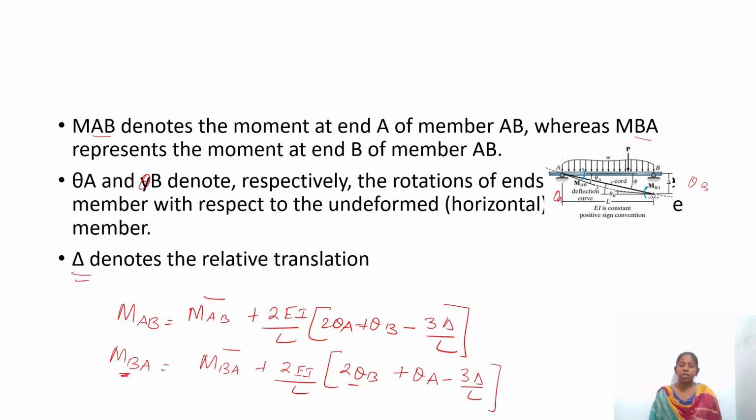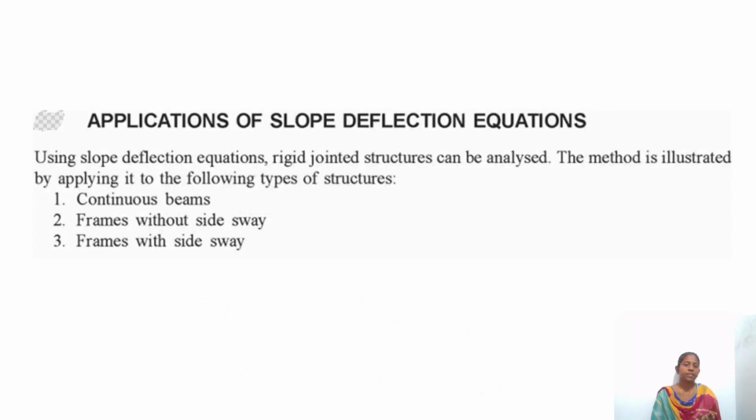So the delta will not always come into the picture. Whenever the support sinking problem is given, then only we have to consider the delta value. Otherwise, we can simplify this equation with theta and moment. M bar AB and M bar BA are the fixed end moments, which are considered for fixed ends for a particular span. For some particular loadings, we can easily memorize the M bar AB formula for different cases of loadings.